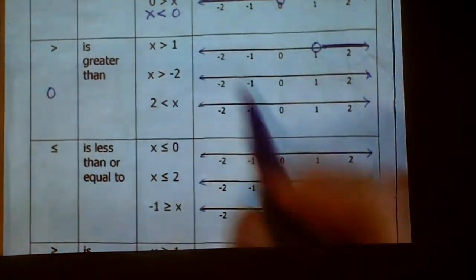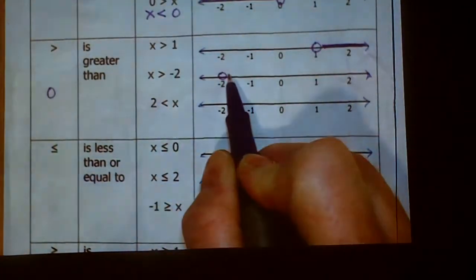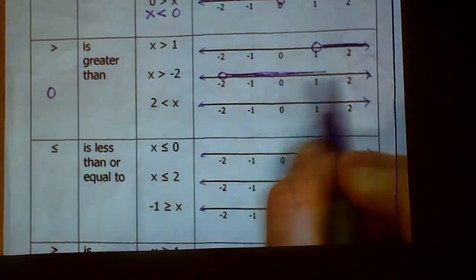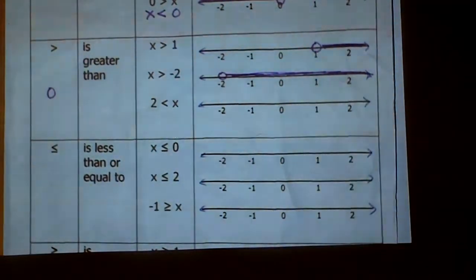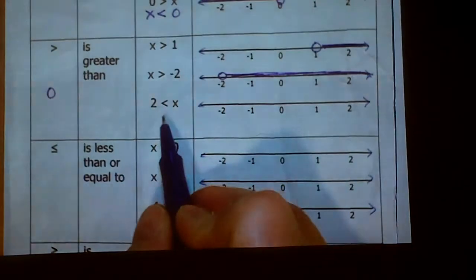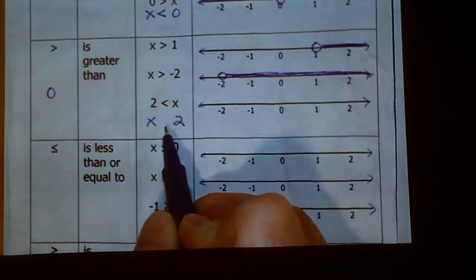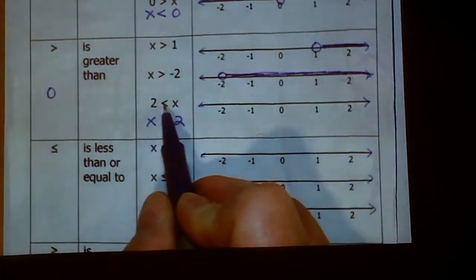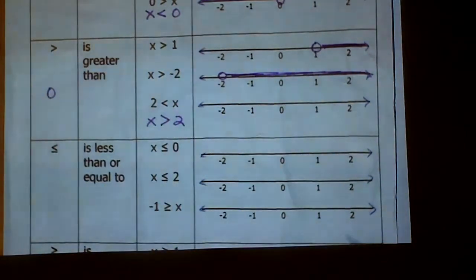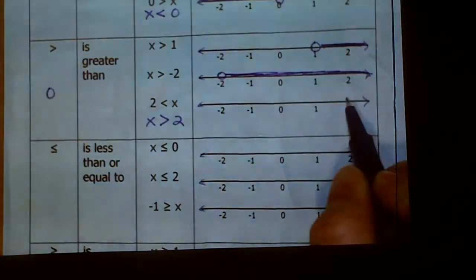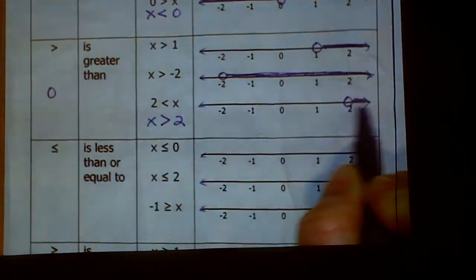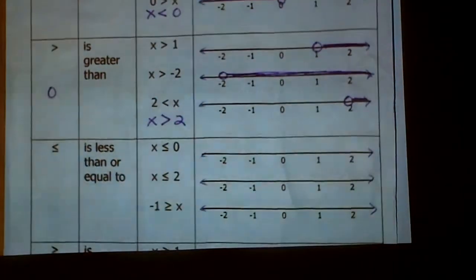Okay, if x is greater than negative 2, it can't be negative 2, so I'm going to put an open circle, but it can be all the numbers greater than negative 2. And again, I have it flipped around. I have an x and a 2. I want the x on the left. It's opened up towards the x. I want it to continue to be opened up towards the x. X is greater than 2. Open circle on the 2. Shade to the right.